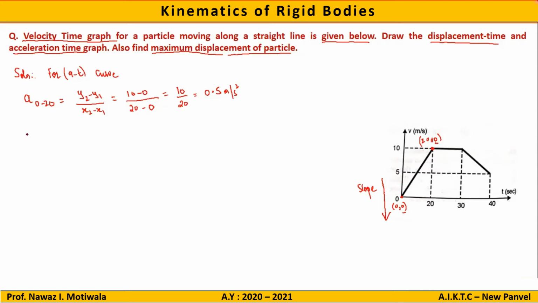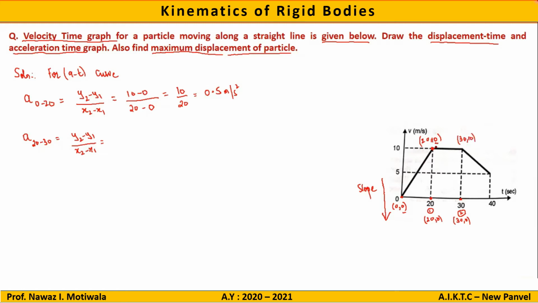Second part is acceleration between 20 to 30. Again I will write the same formula, y2 minus y1 upon x2 minus x1. Now my first point is this one, between this and this. So this is my first point and this is my second point. So let me find out the coordinates now. For this point the coordinates are 20, 0, and this is nothing but 30, 0, and this is 20, 10, and this is nothing but 30, 10.